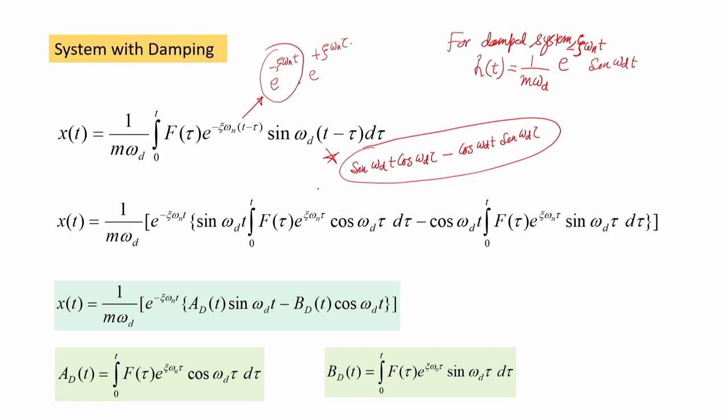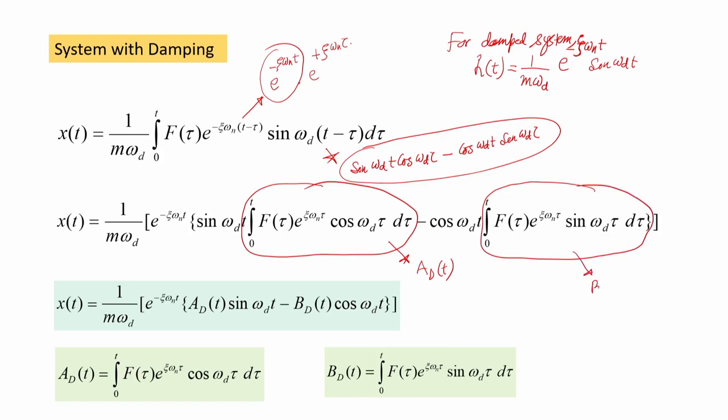So this integral expression can be designated as A_d(t), and this integral expression can be designated as B_d(t). So we are writing here x(t) is equal to e to the power minus xi omega n t, that is a common decaying factor, into A_d(t) sin omega d t minus B_d(t) cos omega d t. Now compared to the undamped system, you are noticing here that A_d and B_d contain the product of three terms. Earlier for the undamped system where xi is 0, you were getting only two terms that had to be integrated. Now you are getting a product of three terms.